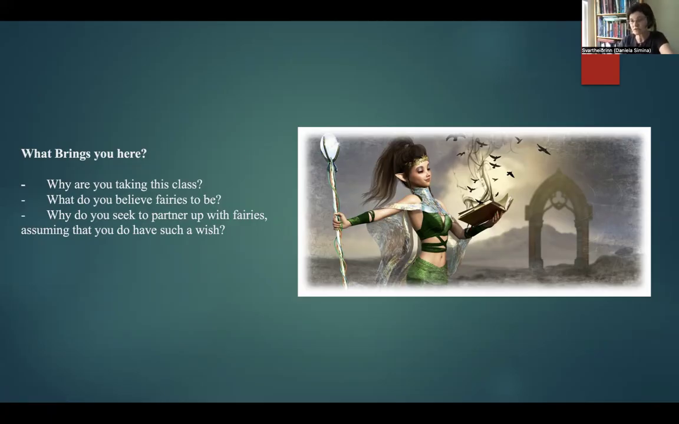That is assuming that you do have such a wish, because you may just take the classes for purely informational purposes without the intent to actually build a working relationship.